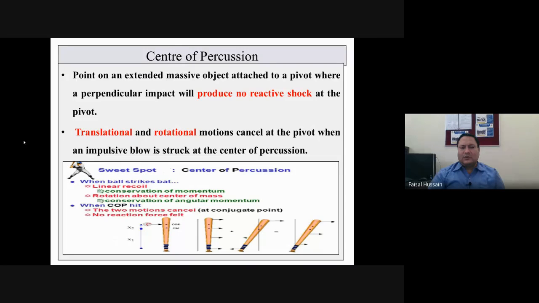So if you want to define center of percussion, you can directly say that it is a point which produces a very high impact and there will be no reactive shock at that point because the translational and rotational motions get cancelled.